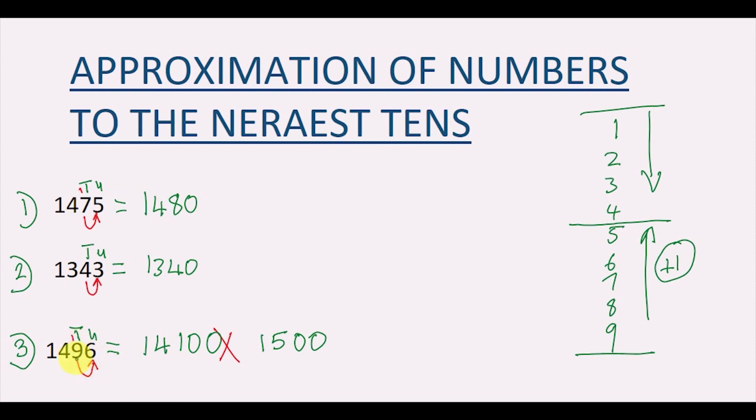Plus 1. So 9 plus 1 is what? 10. I'll put my 0 here. Remember, put my 0 under this place. Take 1 to this place. Then 4 plus 1 is what? 5. Then I have 1500. That's how I got my answer here. It's very, very simple.